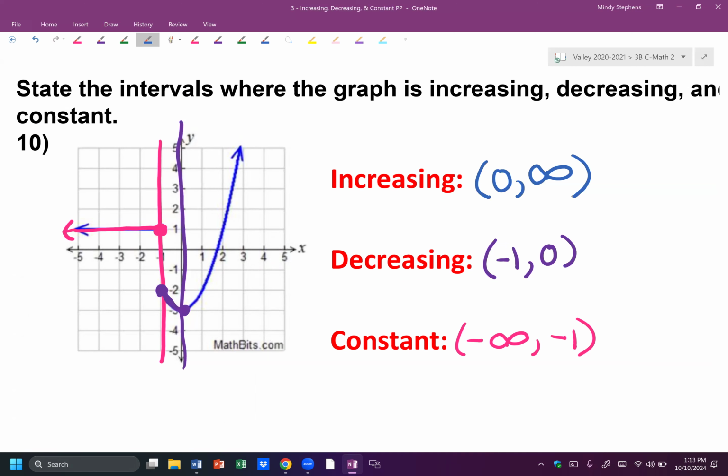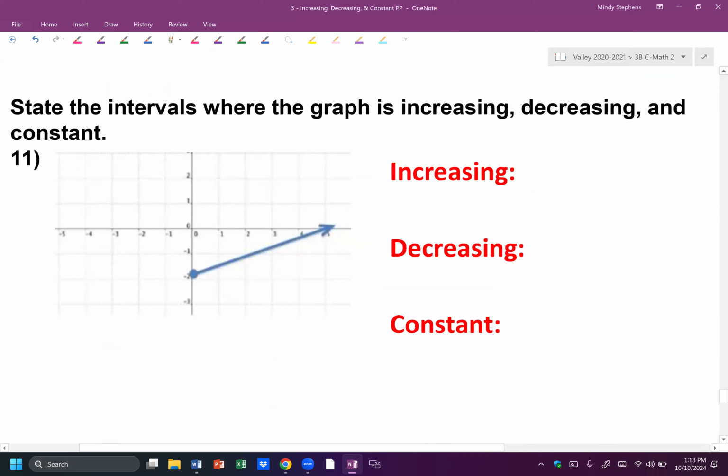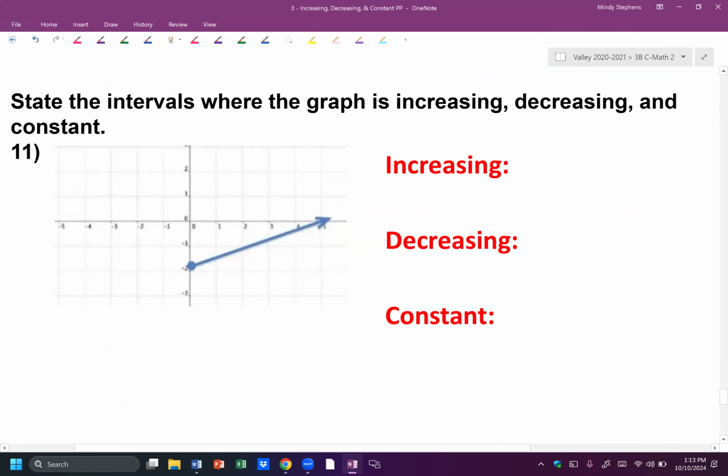All right, last 2. Okay, 11. So what is this one not doing? Which things are we going to write none on? Decreasing and constant. Good. It's never going to decrease. It's never going to be constant, but it is increasing the entire time. So it's here and it keeps increasing.